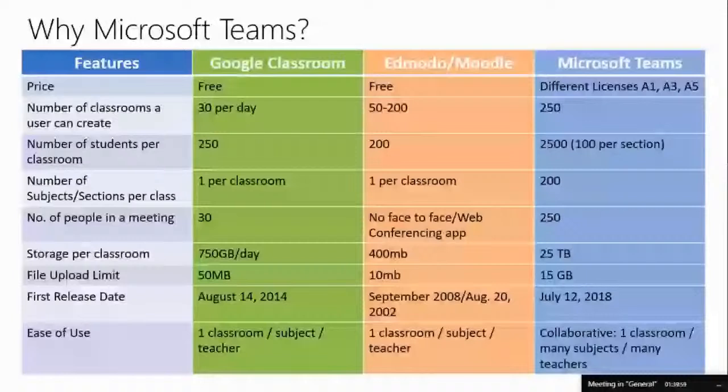And the number of subjects or sections per class is 1 per classroom for the Google Classroom. So take note, isang subject po, isang classroom. So halimbawa po meron kayong 8 subjects, 8 classrooms po yung gagawin ng teacher sa Google Classroom. Sa Edmodo and Moodle naman, the same, 1 per classroom. Sa Microsoft Teams po, kaya po ng isang classroom up to 200 sections po.